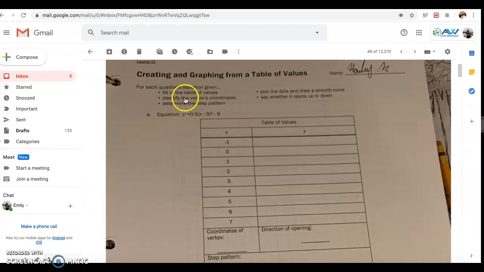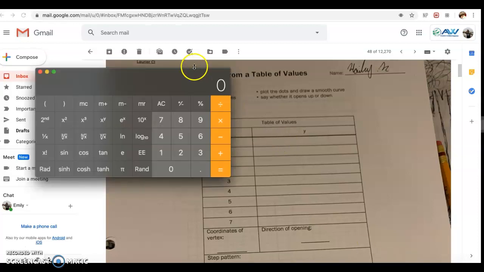So, page one, creating and graphing from a table of values. You're given an equation, and then you're given a table of values with the x values assigned, and you have to figure out the y values. This equation doesn't make it super easy to do the math in your head, so you probably want a calculator to do it, which takes a while, especially if you're using the calculator on an iPhone. If you don't have a nice calculator, I feel for you, this is a bit frustrating.